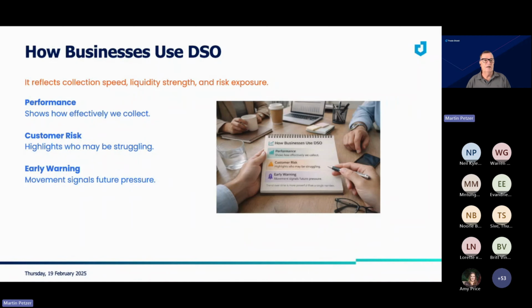How business uses DSO? Performance shows how effectively you collect. Customer risk highlights who may be struggling. The minute the DSO of a company starts going out, the first question always is, how can I rectify it? Is it something that we are doing wrong? If it's not, then we need to understand what's going on in our debtors' world. Now, if we're trying to understand what's going on in our debtors' world, it's not always that visible. It's not always that clear, but there are a lot of things.